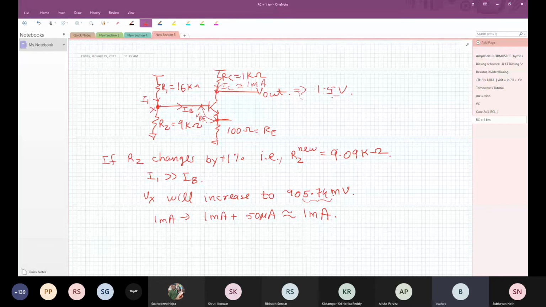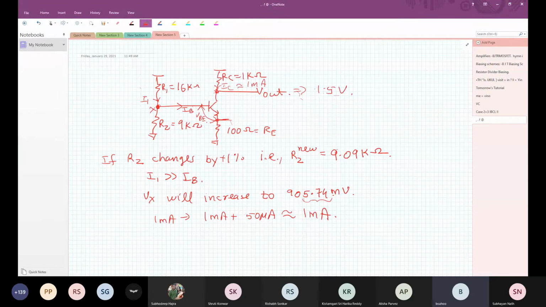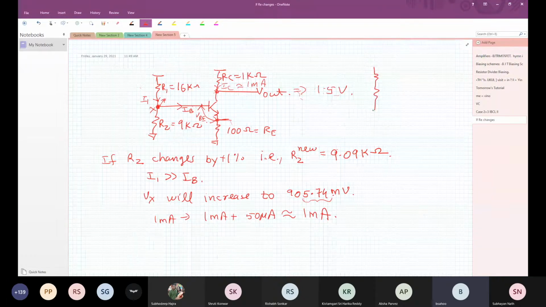Am I clear? So what does this emitter degeneration do? Let us try to understand intuitively what this does. Suppose due to some reason this voltage changes. Okay. Now keep in mind for a transistor, let us compare this scenario with a scenario which is like this.